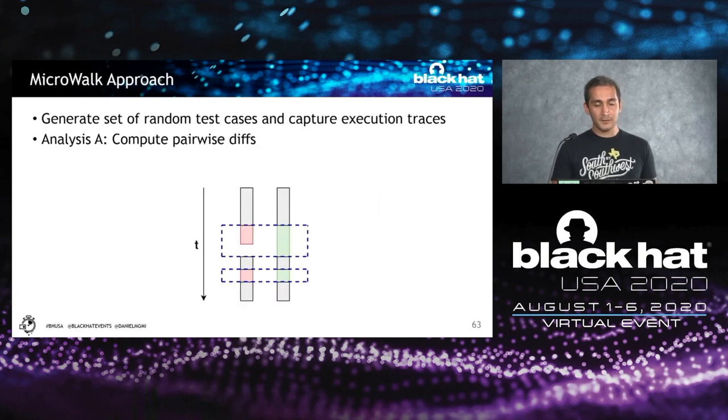So we came up with this tool, and the idea is we generate a set of random test cases, and we feed these random test cases to the implementation of a crypto operation. While we are feeding these test cases, we also generate the execution trace of this crypto operation. And then one way to see if there is a leakage is to check the difference between the traces for different inputs.